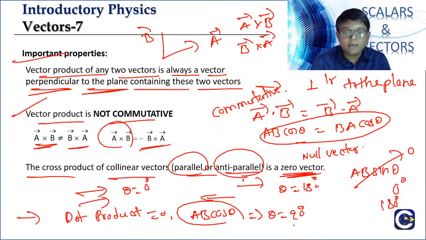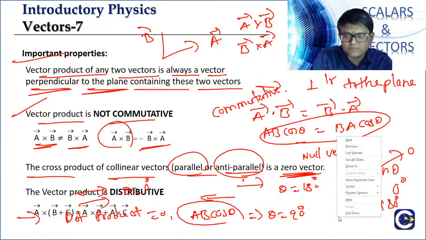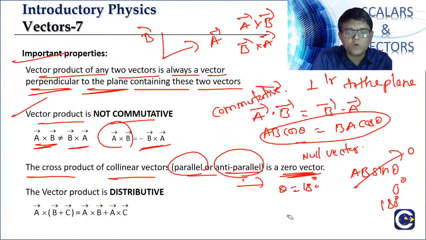They are either parallel or anti-parallel. Is it clear? So this is about some of the properties. Okay, I'll erase some of the things so that we can see the next property. What is the next property we have here?